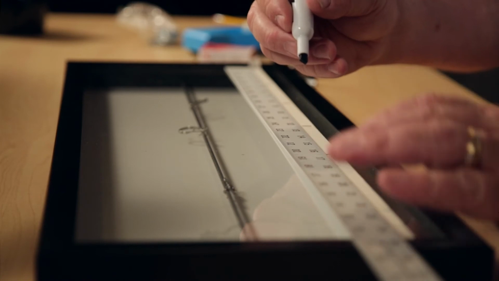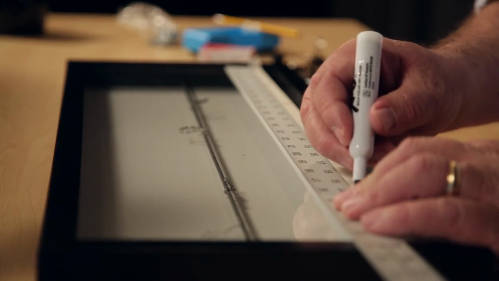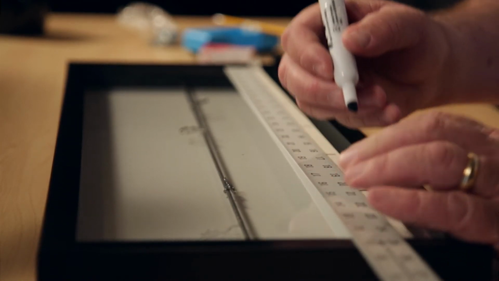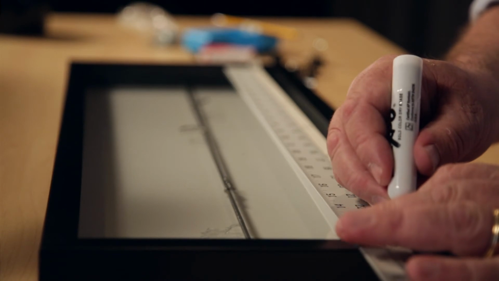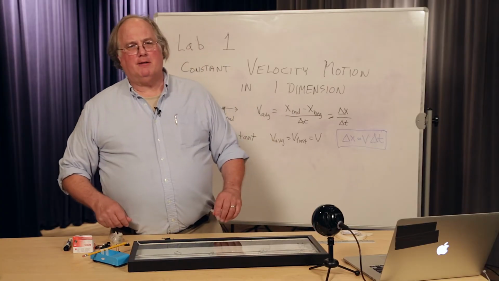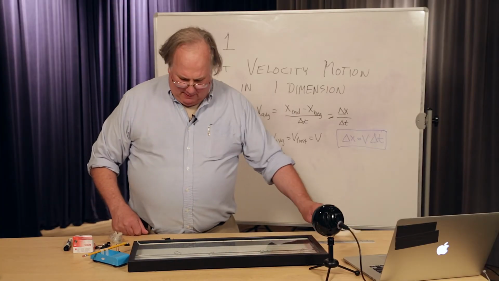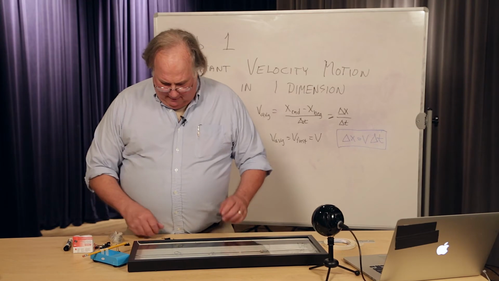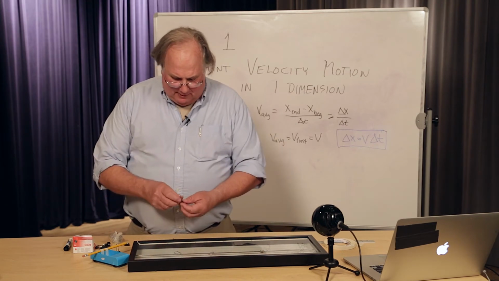Mark. And you should make as many marks as you can on your piece of glass. If your glass isn't as long as this one, then just don't put in as many marks, and it will be basically okay. All right, now we got to put in our little clips.